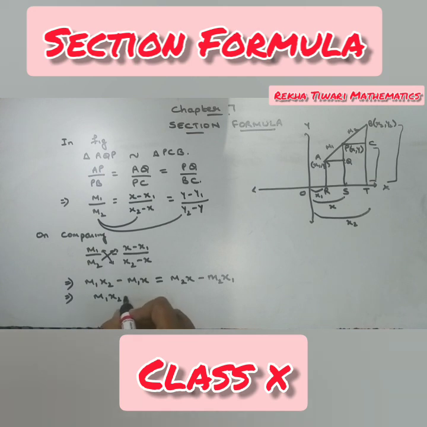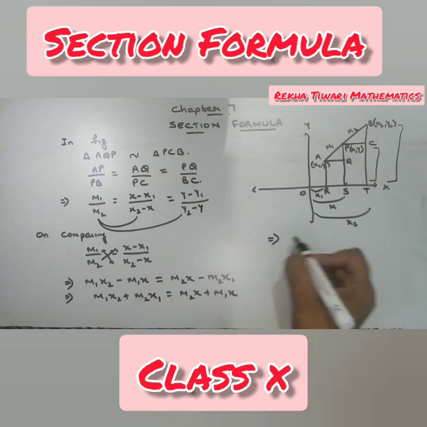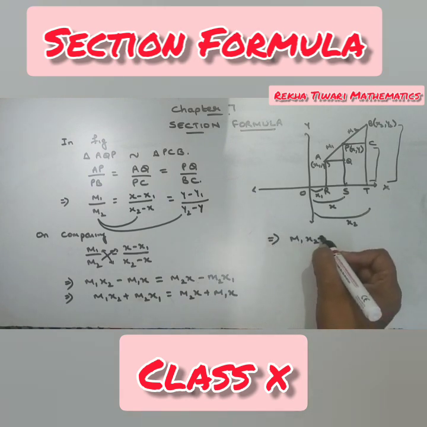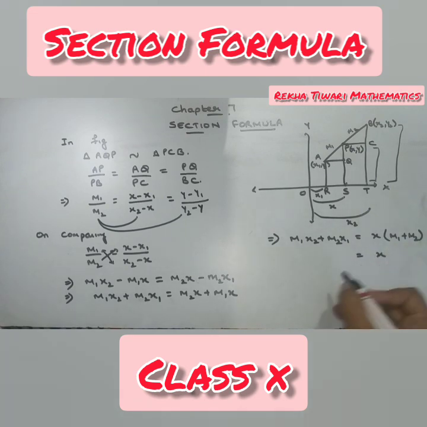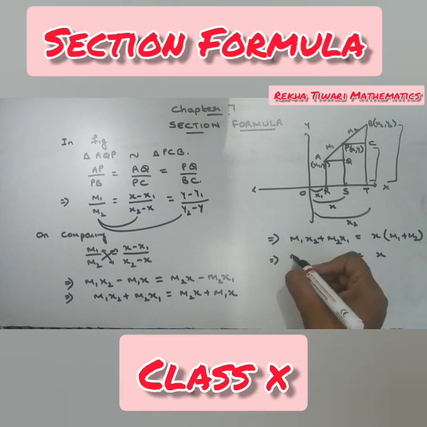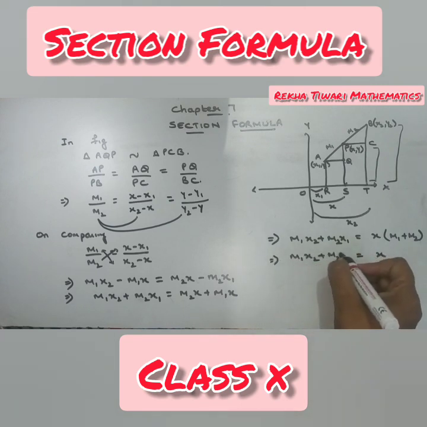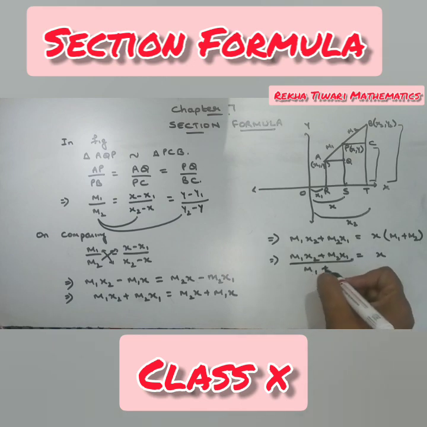m1 x2 plus m2 x1, when you shift m2 x1 this way and m1 x the other way, you get m2 x plus m1 x. Take x common from here because we have to find the value of x. So this is m1 x2 plus m2 x1 is equal to x common times m1 plus m2. So from here I get the value of x as m1 x2 plus m2 x1 upon m1 plus m2.